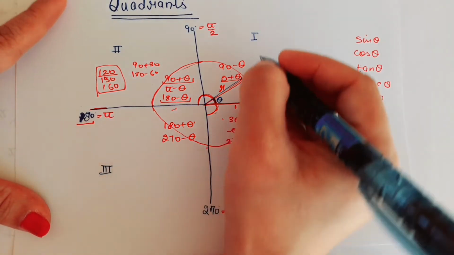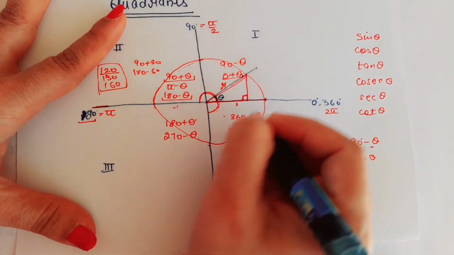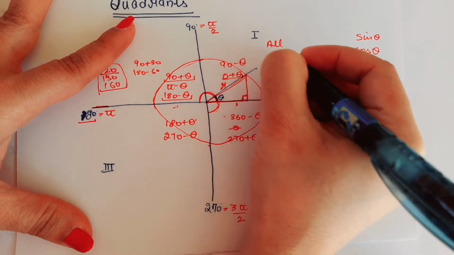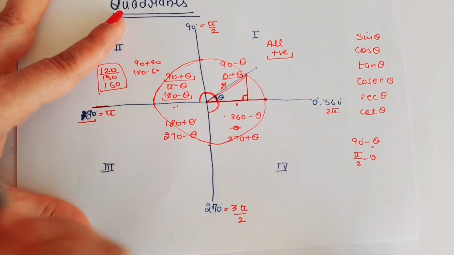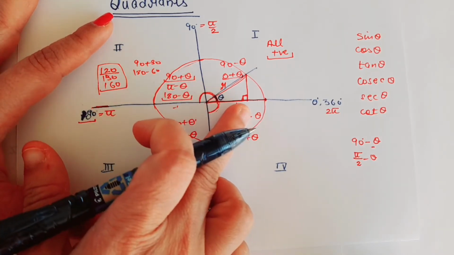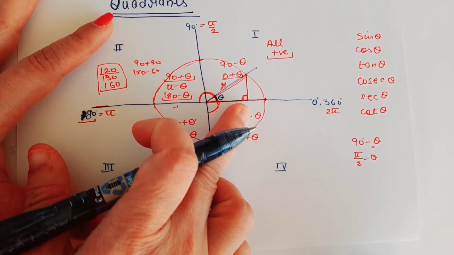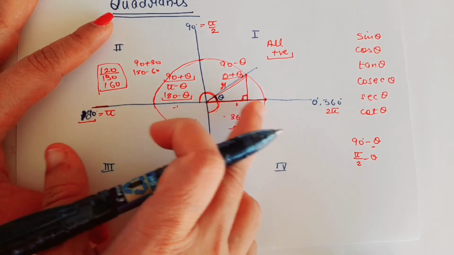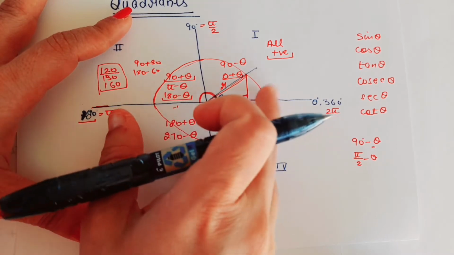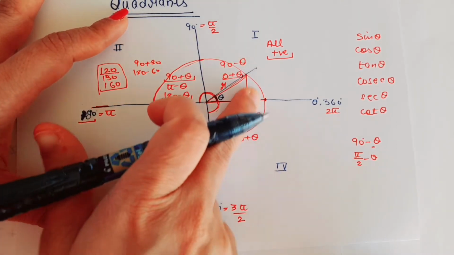So in the first quadrant, all trigonometric ratios are positive. Sine theta will be positive. You know the values, you know the trigonometric table, sine 0, sine 30, sine 60, sine 45, all these ratios you know. And all these ratios, sine, cos, tan, will be positive here.